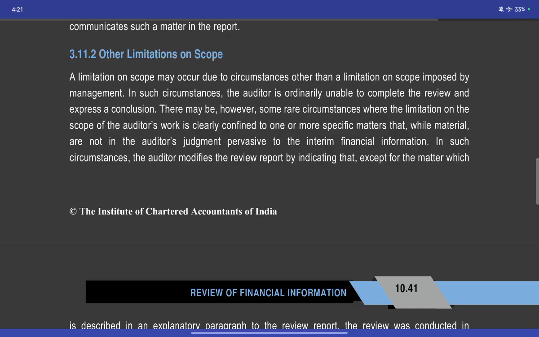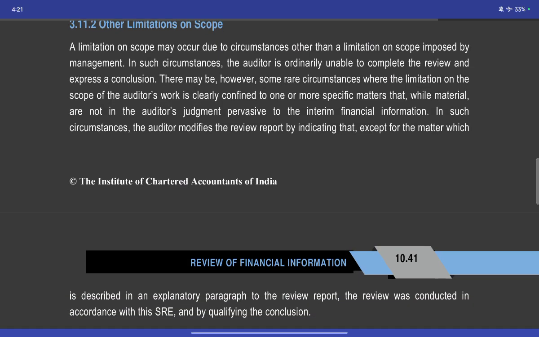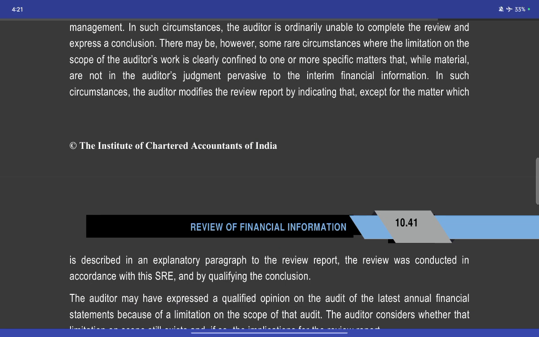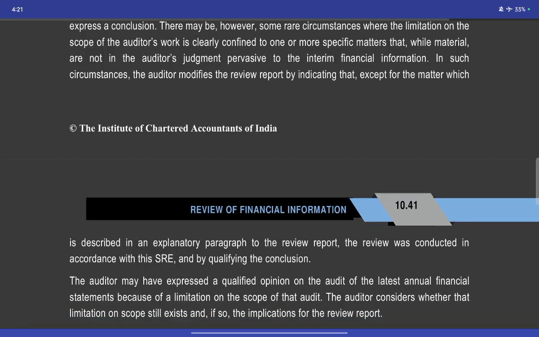Other limitation of scope. A limitation of scope may arise when the limitation imposed by management is in such a form that the auditor is ordinarily unable to complete the review and express a conclusion. It may be, however, that in some rare circumstances the limitation of the scope of the auditor's work is clearly confined to one or more specific matters, that is, while material, they are not, in the auditor's judgment, pervasive to the interim financial information.